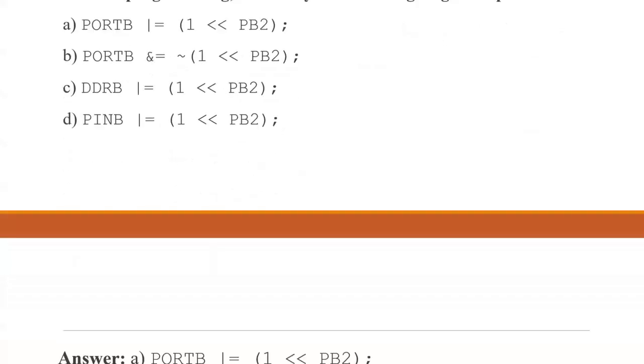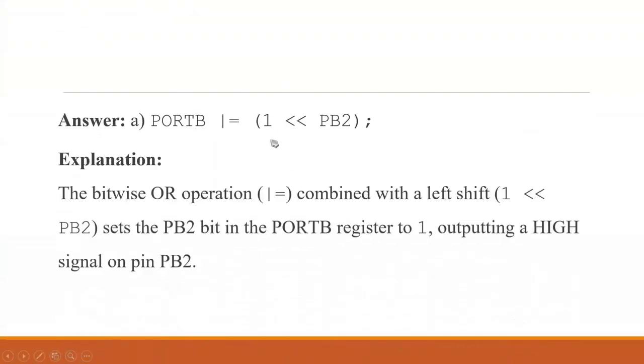The answer is A, and we find that the bitwise OR operation combined with the left shift of 1 by PB2 sets the PB2 bit in the PORTB register to 1, outputting a high signal on pin PB2. This is amazing. So the one with the bitwise OR operation and the left shift is what we are going to use to output a high to PB2.